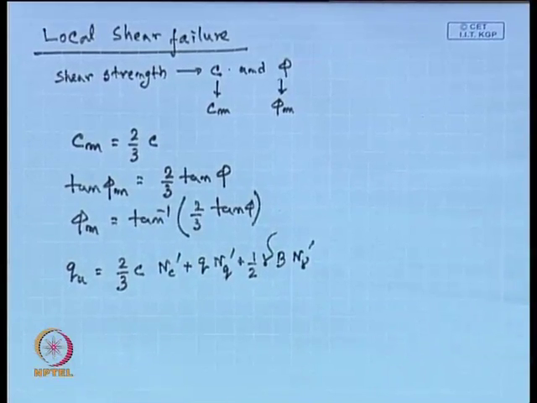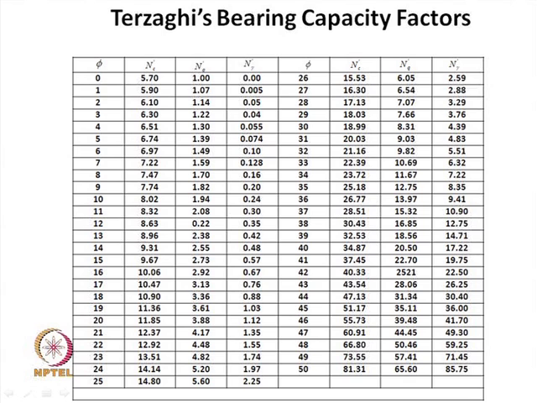So, here is the Terzaghi bearing capacity factors under local shear failure, where the phi value goes from 0 to 50 degrees. Corresponding to each phi value, what will be the value of Nc dash, Nq dash and N gamma dash? These values are given here. If you know the phi value and the soil fails in local shear failure, then we have to use Nc dash, Nq dash, N gamma dash instead of Nc, Nq and N gamma. So, here we will get different values of Nc dash, Nq dash and N gamma dash.